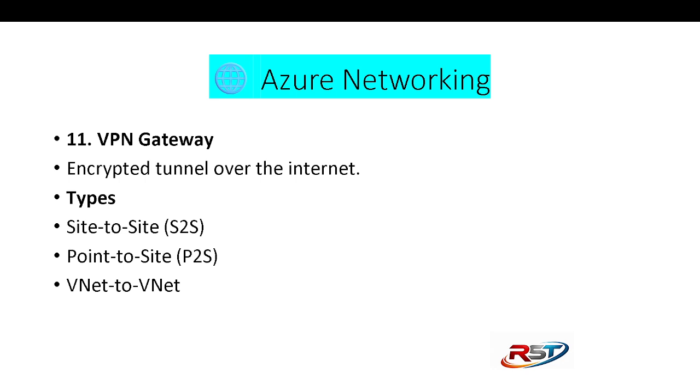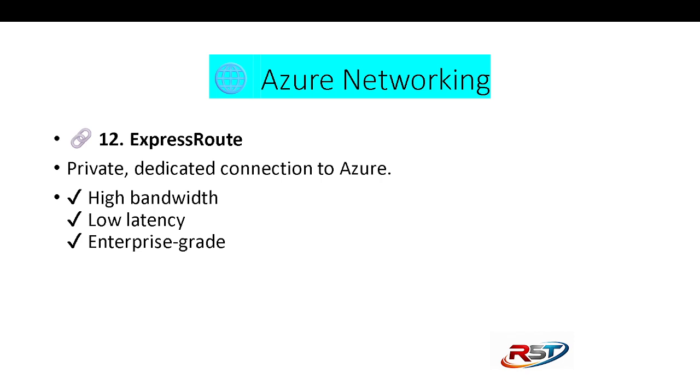VPN Gateway: an encrypted tunnel over the internet. Types: site-to-site VPN, point-to-site VPN, VNet-to-VNet. ExpressRoute: a private dedicated connection to Azure. High bandwidth, low latency, enterprise grade.